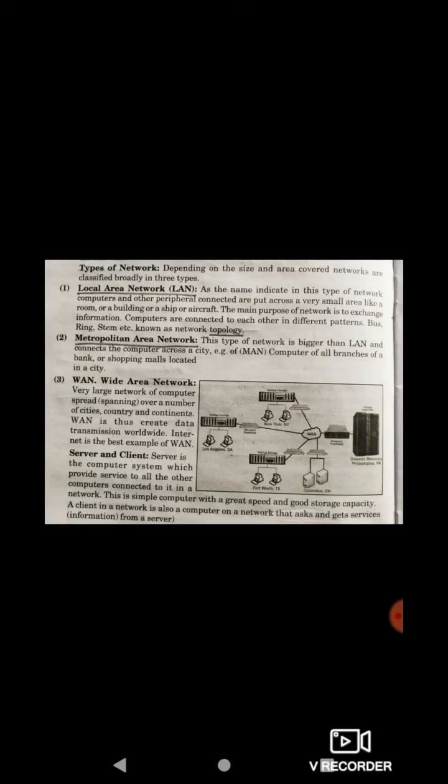Now there are different patterns. As you see in the last line, it says computers are connected to each other in different patterns: bus, ring, star, etc. Now what are these? These are the pattern or the structure of how a network is connected or set up. In computer terminology, this setup or pattern is known as topology. Network topology.